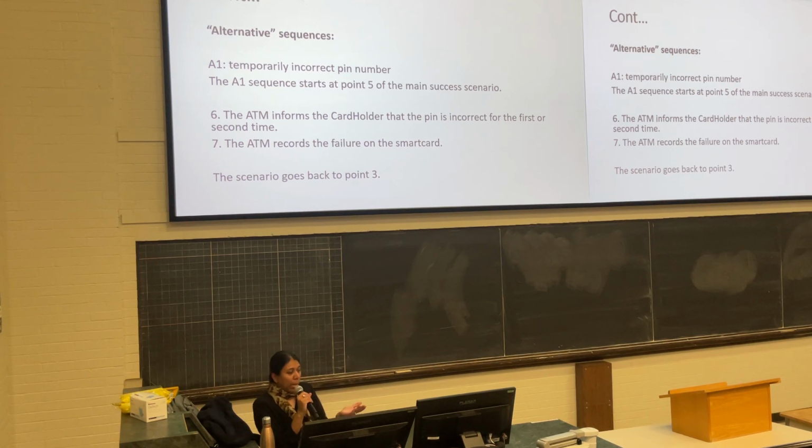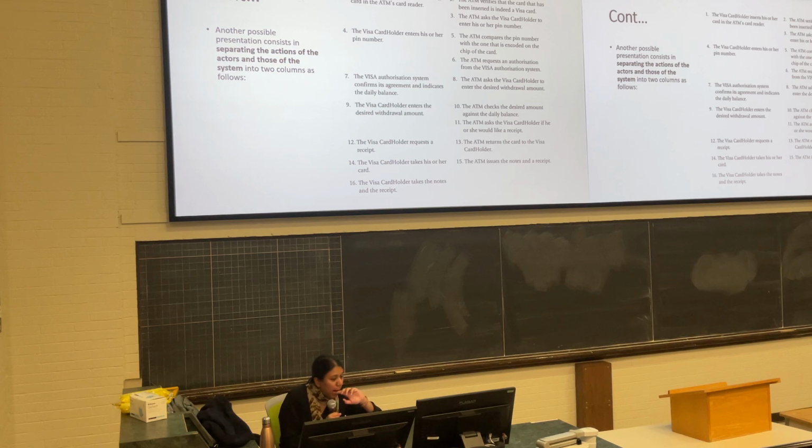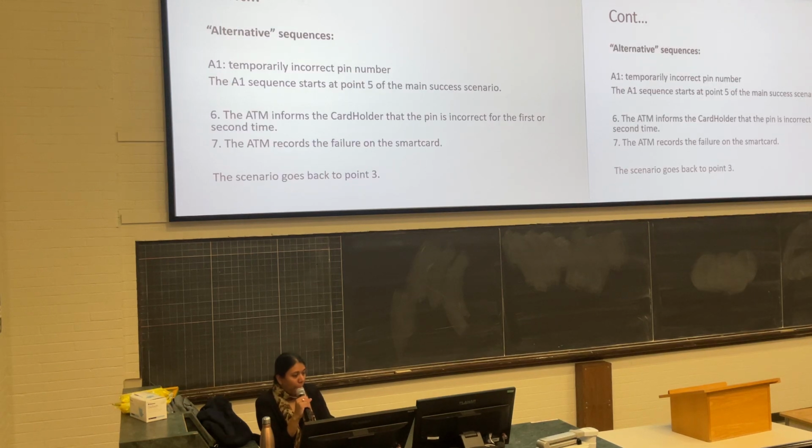So what's going to happen? The ATM is going to inform the person that the PIN is incorrect, either first time or second time, etc. And it's going to record that there is a failure in this transaction. And after that, if you fail to enter your PIN, it goes back to 0.3 in the scenario, meaning it goes back to when the ATM asks you to enter your PIN. So this is one alternate scenario.